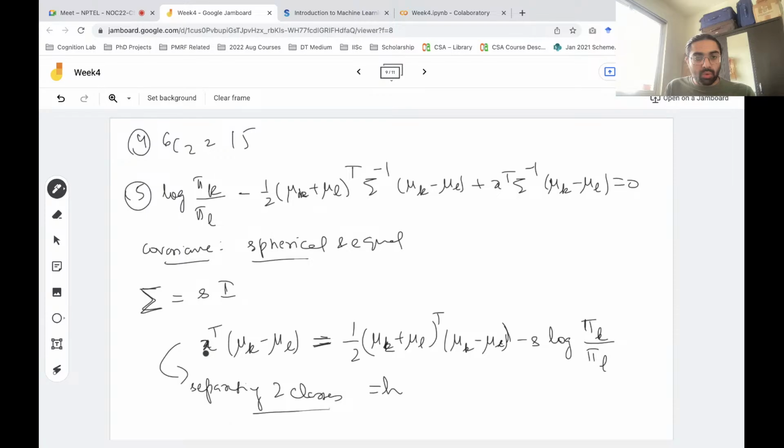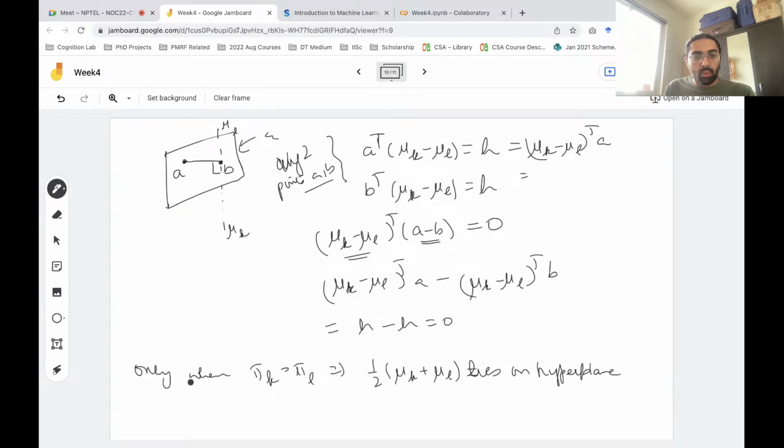So only when pi k is equal to pi l, half of (mu k plus mu l), which is the midpoint of the line joining mu k and mu l, lies on the hyperplane, right? Because it ends up satisfying this equation. So hence, only if it is so, it will be a perpendicular bisector also. Here we have proven that it is perpendicular.